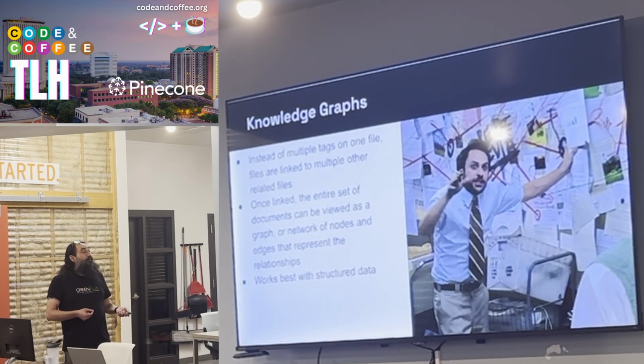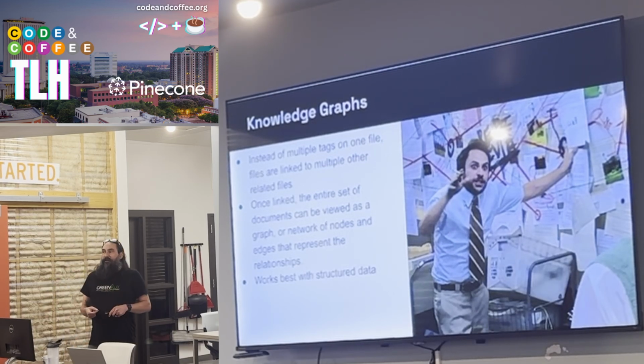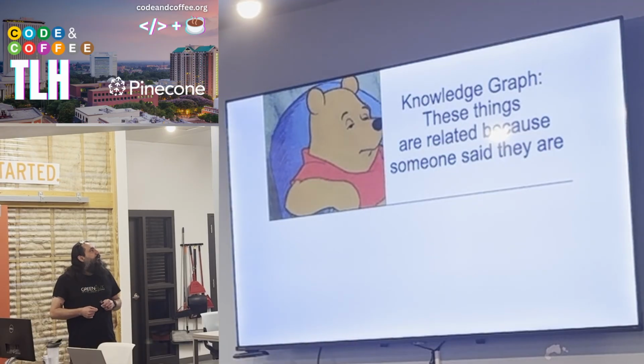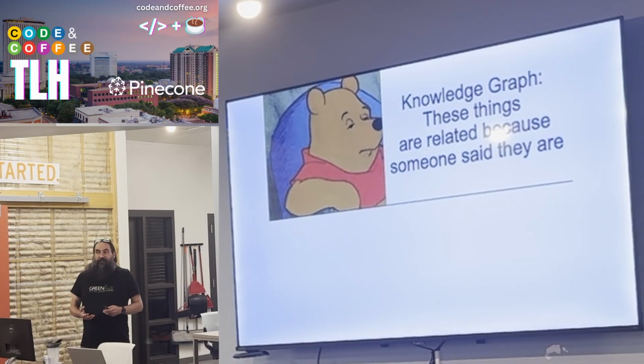It works best with structured data, or with unstructured data that you're going to pick apart and figure out, okay, here's a person, here's a location. So it has to be structured by the time it gets ingested into the database. And like I said, it can be full files or chunks. So knowledge graphs are a bunch of different items that are related because somebody said they are. It's a lot of work. They're very useful, but it takes a lot of work to classify all of that data and connect it.